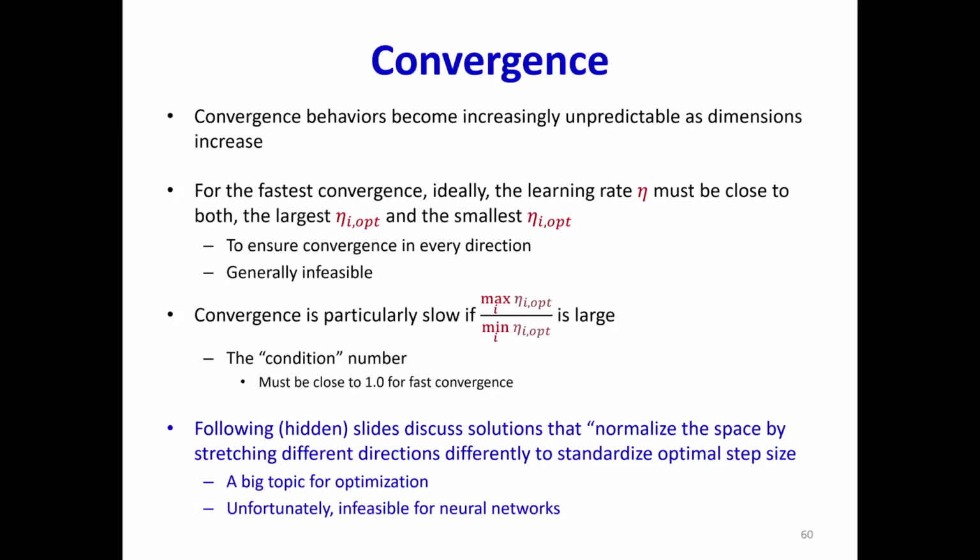But here's the point, that there's a reason convergence is a challenge in these networks. There are millions or billions of parameters, and each has its own optimal scale.